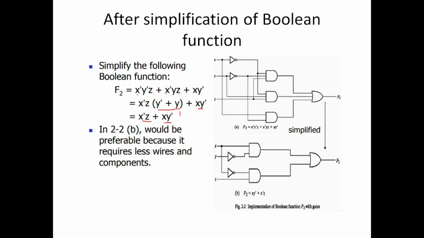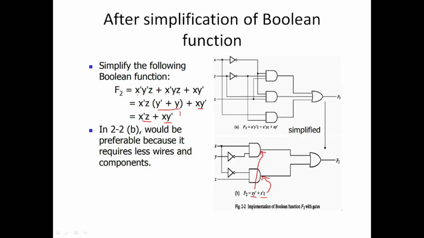So X dash Z is this one, and we can get X Y dash here. After performing the AND operation we have to perform the OR operation. So the output of the AND gate has to be connected to the input of the OR gate so that we are able to get the output here, which is F2, right?